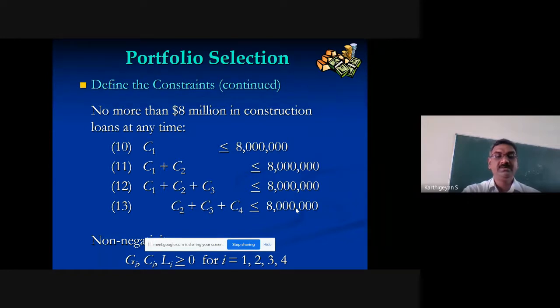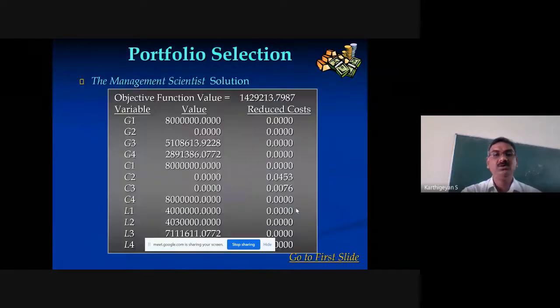So all the variables, G1 to G4 and C1 to C4 and L1 to L4 should be non-negative, obviously, because those are all investments. The negative value for an investment is meaningless, so it should be non-negative. So after solving this, these are all the results obtained. That is around 14 lakhs 29,213 dollars. That is the returns after this investment.